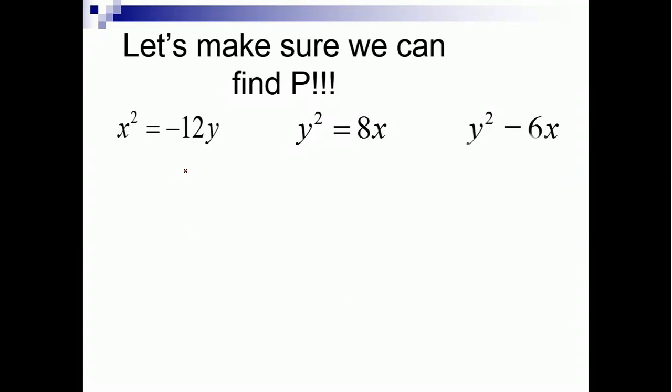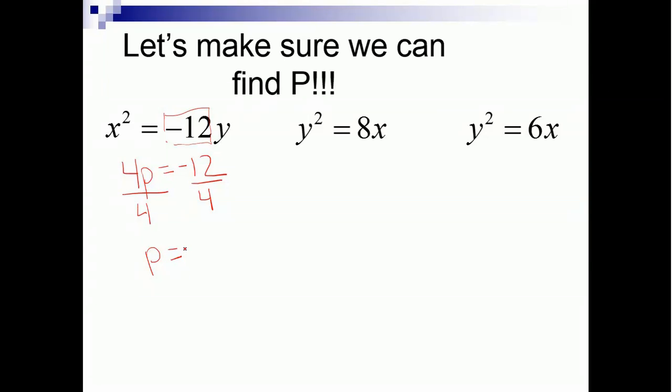But let's make sure we can find that p first, okay? To find the p, you're going to take the number that's in front of the letter on the side that's not squared, and set it equal to 4p. So I'm going to go 4p equals negative 12. Solve for p, so divide by 4. I know my p here is equal to negative 3. Being able to find that allows me to find my focus and my directrix. It's a lot easier. So now let's do this one.